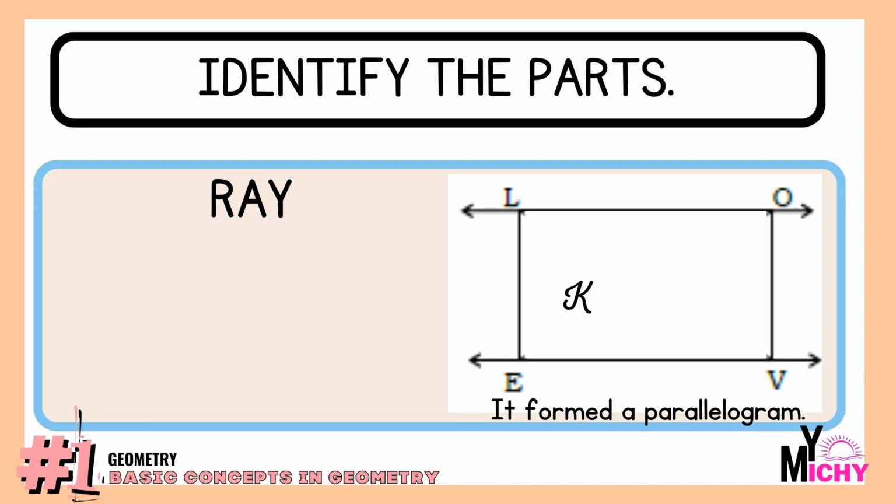Next, we have ray. We can say that this is the initial point and here is the arrowhead. So we can say that we have ray LO, and we say that this is the initial point going to the left. So we now have ray OL. Also, in this part, using line EV, we have here the endpoint E. So we can say we have ray EV. And then, next part, we have V as our initial point. So we have ray VE. So that's how we write ray.